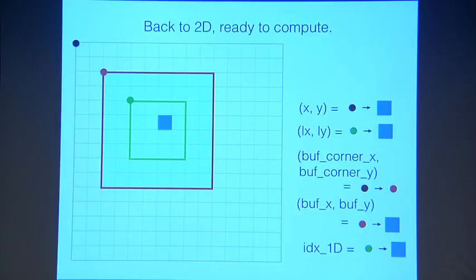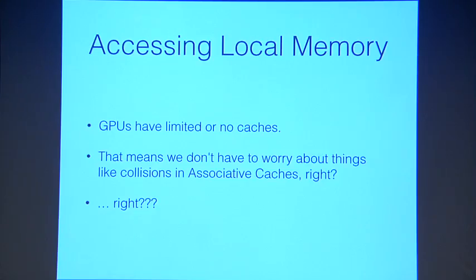Okay, ready to find out why local memory is not all it's cracked up to be? All right, GPUs have limited or no caches. I mean, the hardware, they keep on adding caches because it's still a good idea. But in general, you can think of it as just uncached, and we manage the cache through local memory. That means we don't have to worry about things like, there's no caches. It's a very simple memory model. We don't have to worry about collisions in associative caches, right?